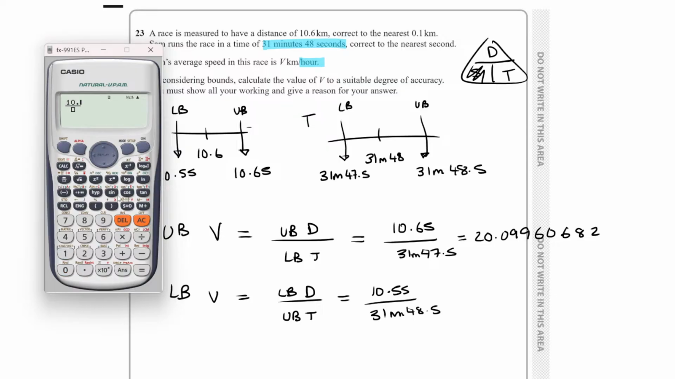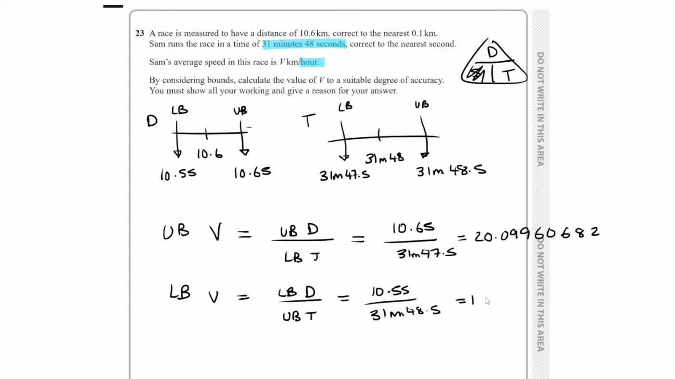And now I can divide 10.55 by my answer, and I get 19.0044... So you should get those two values. 44538. Okay, that's the bulk of the work.